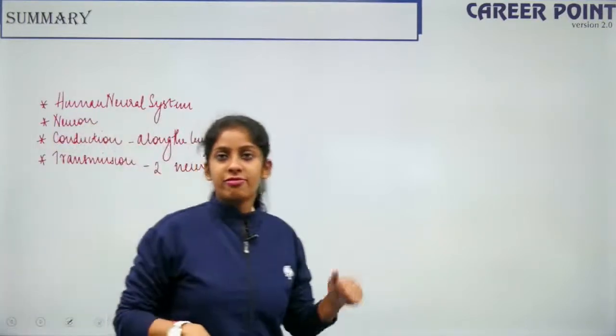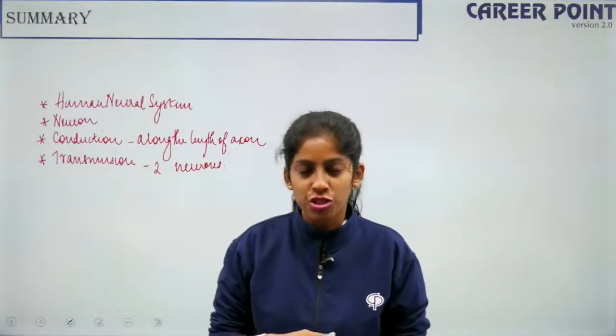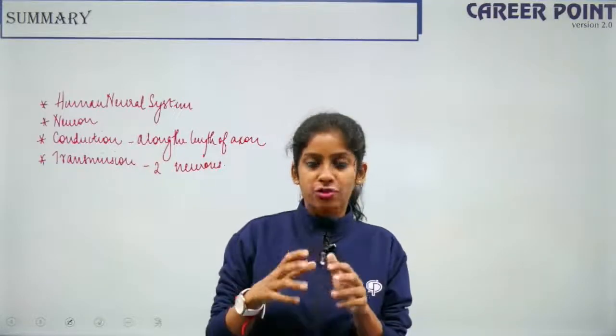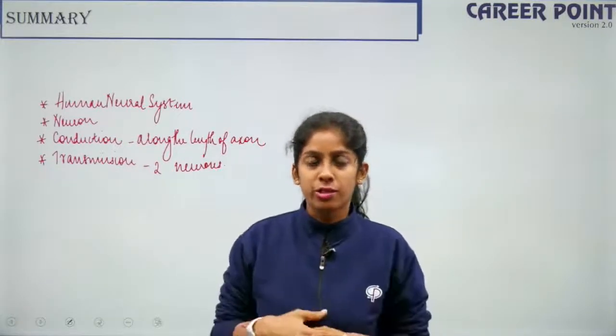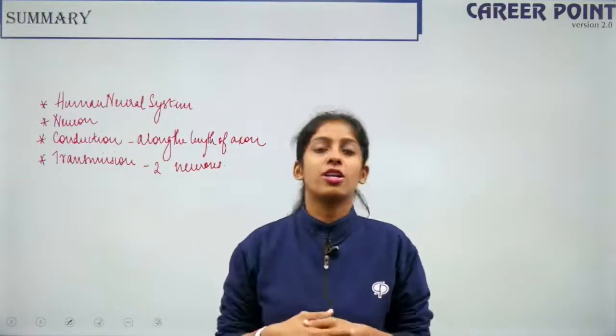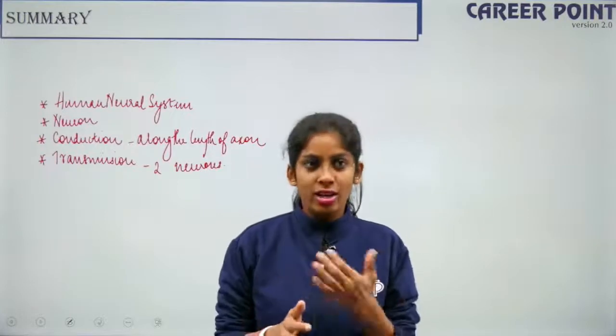So what is left is the human brain. Then we will talk about reflex arc and reflex action. Further we'll be talking about the human eye and human ear. So we have three major topics to cover in this chapter. Then we will go to the last chapter of human physiology, that is chemical coordination and integration. Alright, with this we are done with today's lecture.